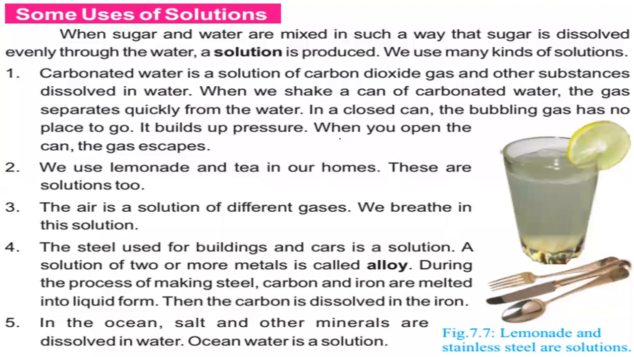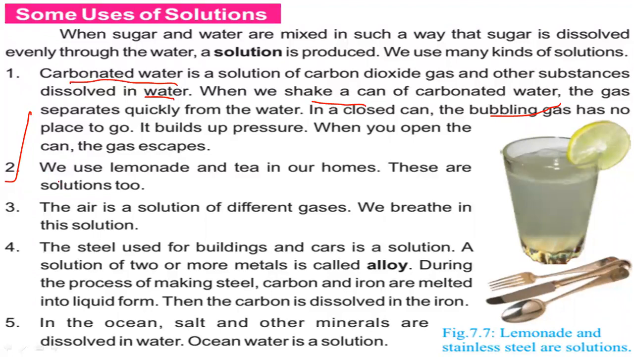So right now you'll see some solutions and their uses. Like we can see carbonated water. This is a very common example, where carbon dioxide gas is dissolved in water. When we shake it, what happens? The gas separates quickly from the water and it splashes out of the bottle. Sometimes the bottles burst, due to the pressure. In a closed can, bubbling gas has no place to go. It builds up pressure. When we open it, the gas escapes.